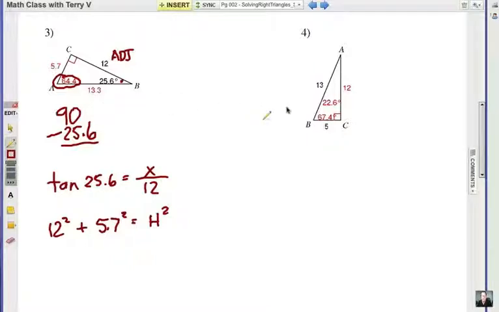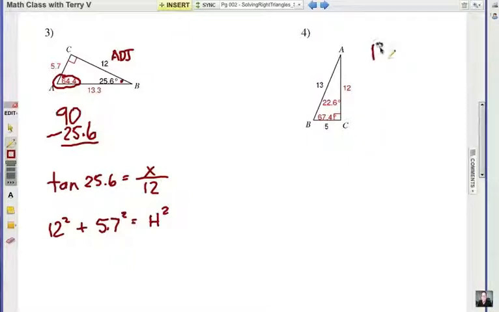Okay, number 4, again, I hope you've tried it. It looks like none of the angles are given, so we're going to have to do some kind of inverse function to find the angle. Now I can find this angle here or the other angle there before finding the 12. The 12 simply is the Pythagorean theorem.